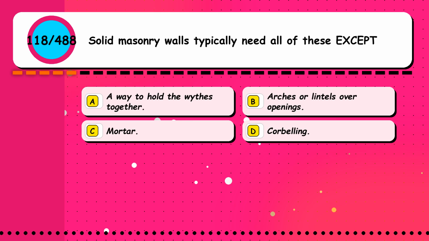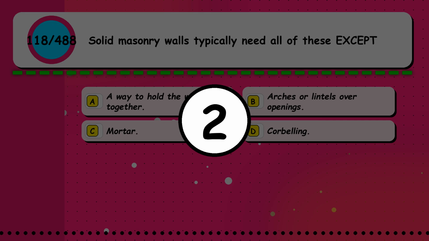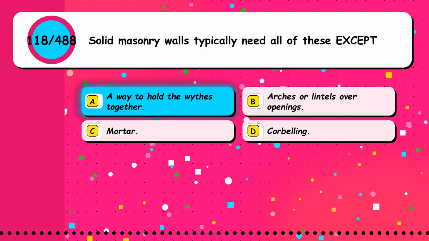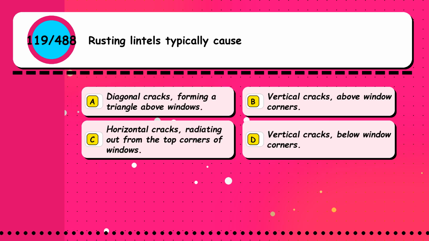Question 118. Solid masonry walls typically need all of these except: Option A. A way to hold the widths together. Option B. Arches or lintels over openings. Option C. Mortar. Option D. Corbelling. The correct answer is option A. A way to hold the widths together. Corbelling.